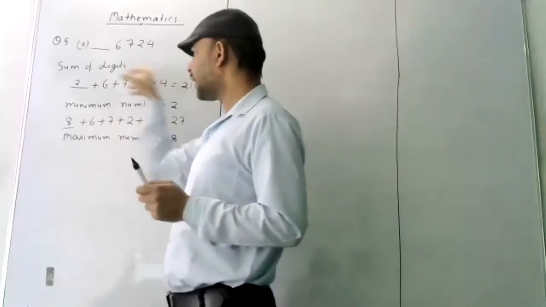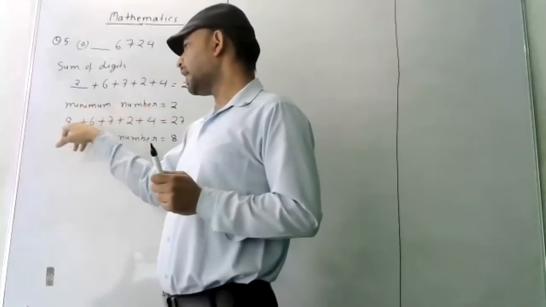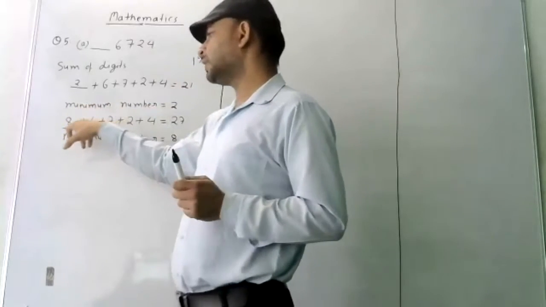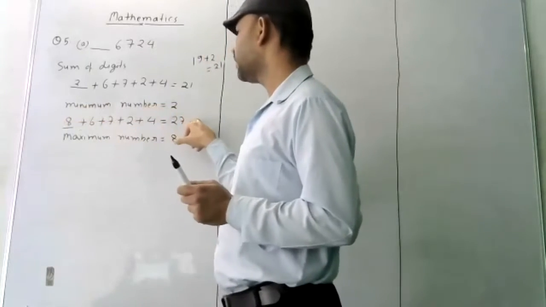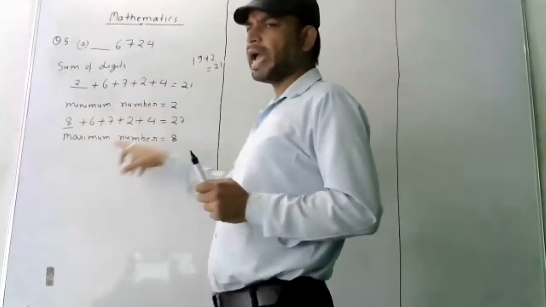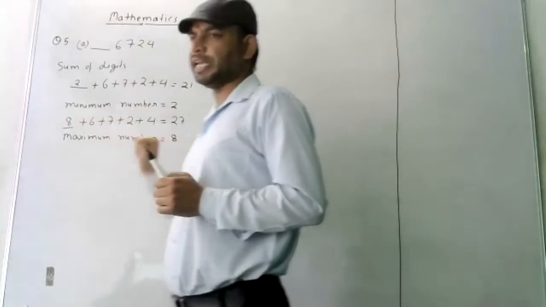It becomes the sum of the digits is 21. And the maximum number here is 8. If we put 8 in the blank place, the sum is 27. So the minimum number is 2 and the maximum number is 8.